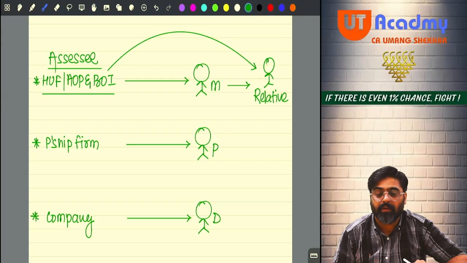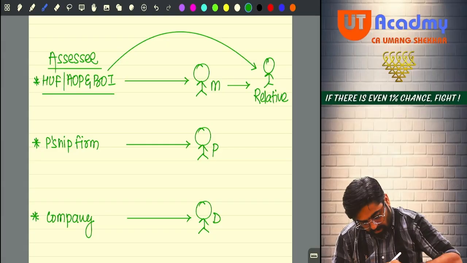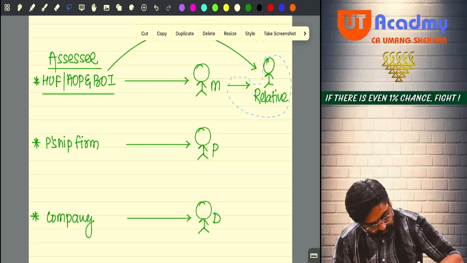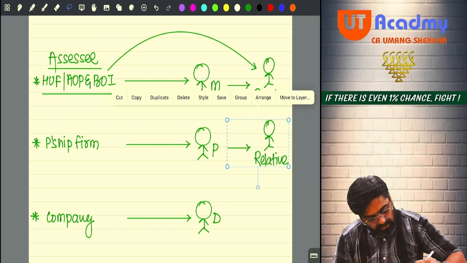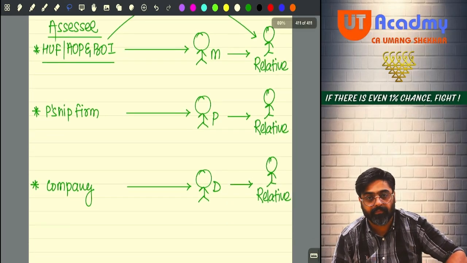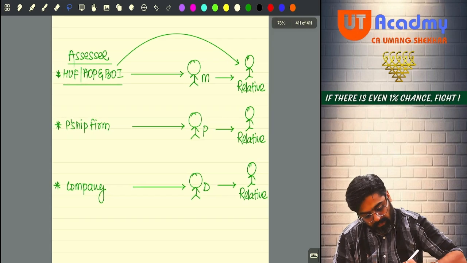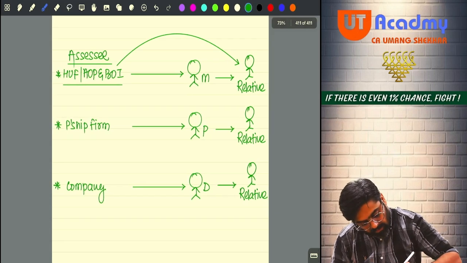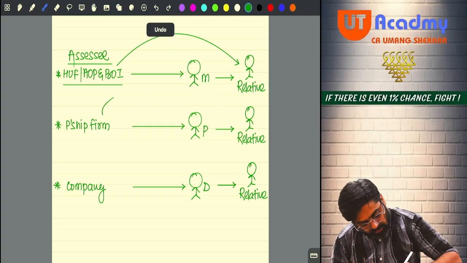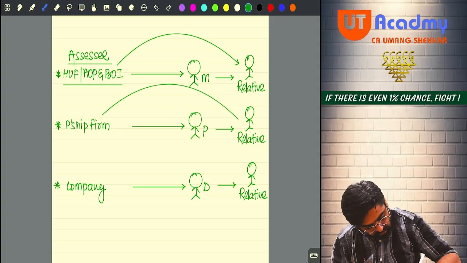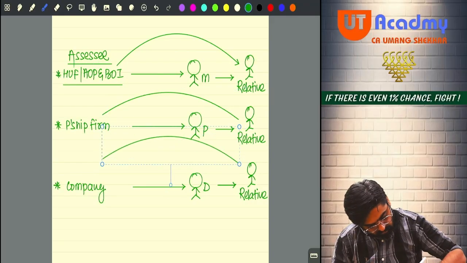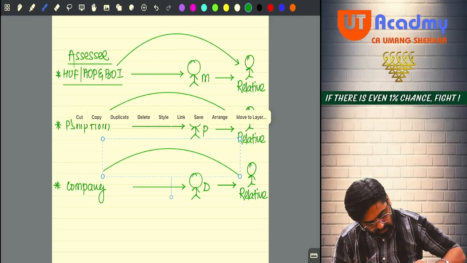Getting my point? Here also, please pay attention. Any relative of the partner, or any relative of the director in case of a company. Sure? So now the payment is made by the partnership firm to the relative of the partner also, and that will be covered here. Sure, everyone? Or a relative of the director.